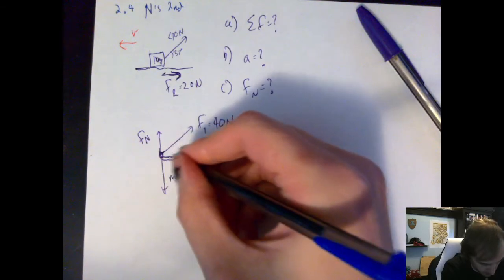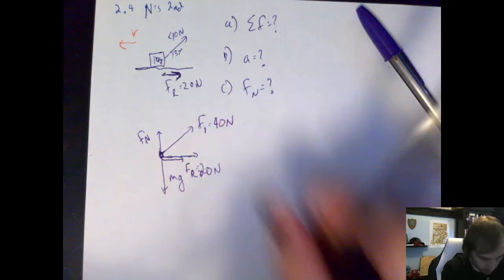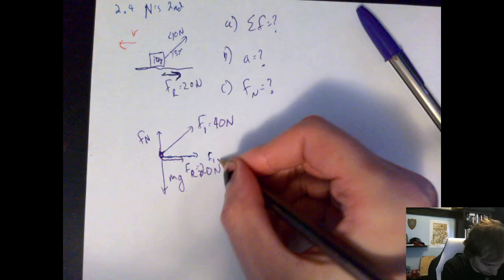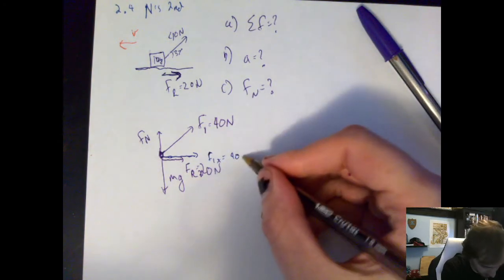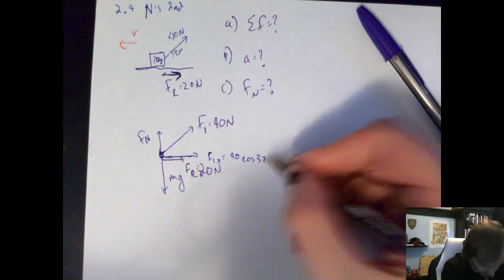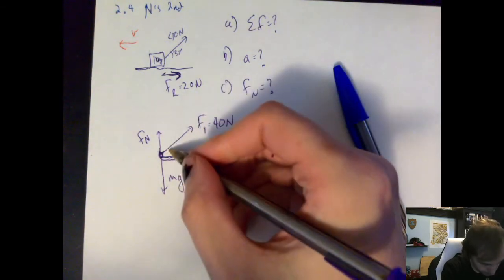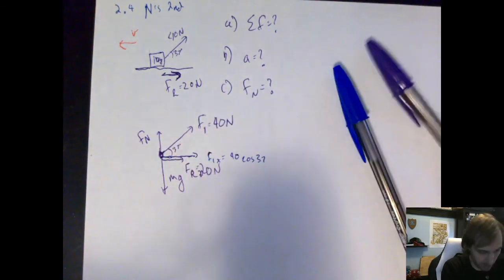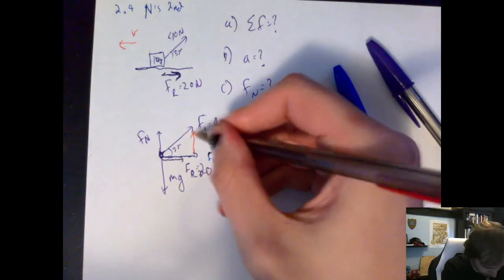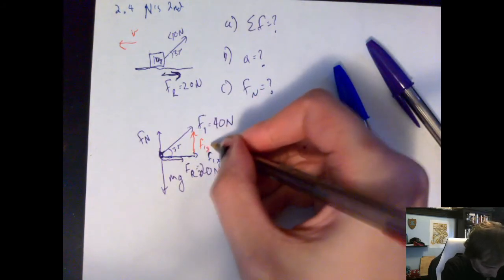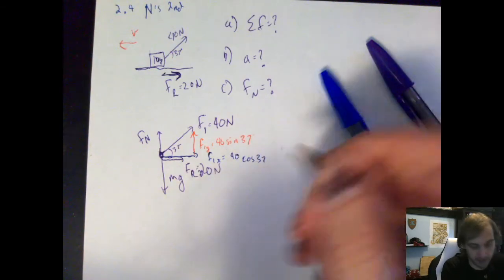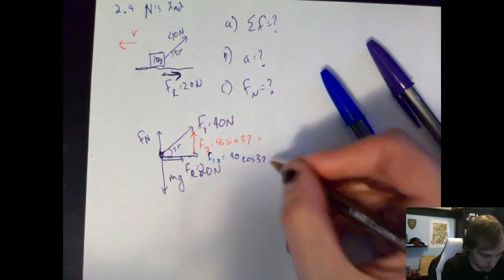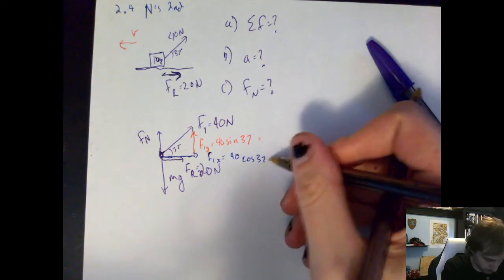Breaking stuff up into components, we know that we've got our force 1 in the x direction, which will equal 40 times the cosine of 37. And we've got our y component, so F1y, which will be 40 times the sine of 37.